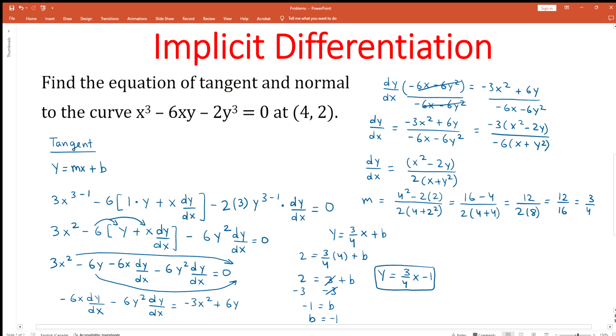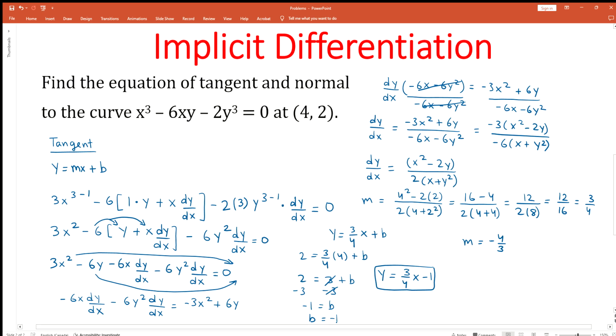Next, we can find the equation of the normal line. Normal and tangent lines are perpendicular to each other. There's a very important concept we need to understand and memorize. So the slope of the normal line should be the negative reciprocal of the slope of the tangent line. This is another important concept we need to understand and memorize. So the slope of the normal line will be equal to negative 4 over 3. We flip the fraction for the slope of the tangent line and we change the sign. So the slope of the normal line is negative 4 over 3.